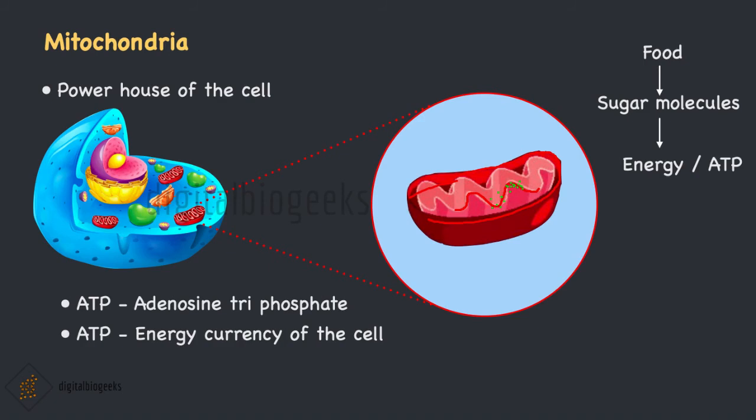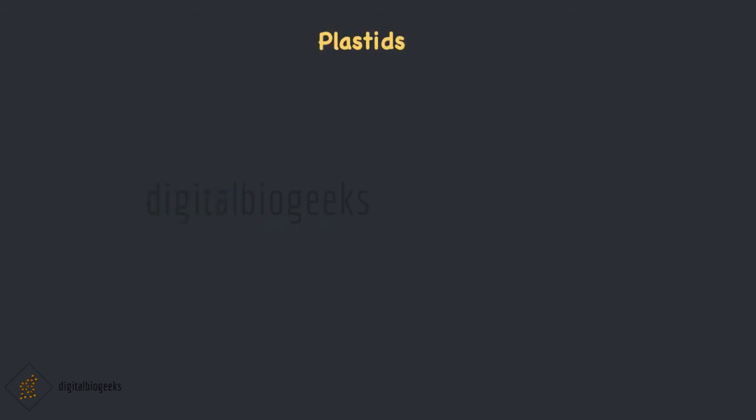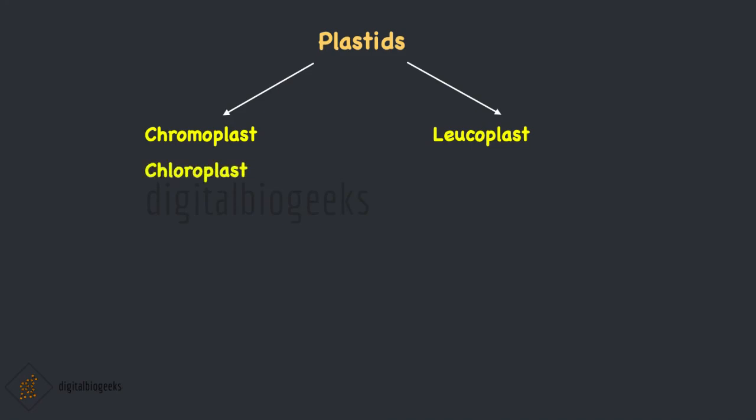Mitochondria, unlike other cell organelles, has its own DNA and ribosomes. Because of the presence of these, that is the DNA and ribosomes, mitochondria can synthesize its own proteins. Plastids are present only in plant cells. In animal cells, we cannot see plastids. Two types of plastids are there, chromoplast and leucoplast. Chromoplasts contain colored pigments. The chromoplast which contains green colored pigment is called the chloroplast.